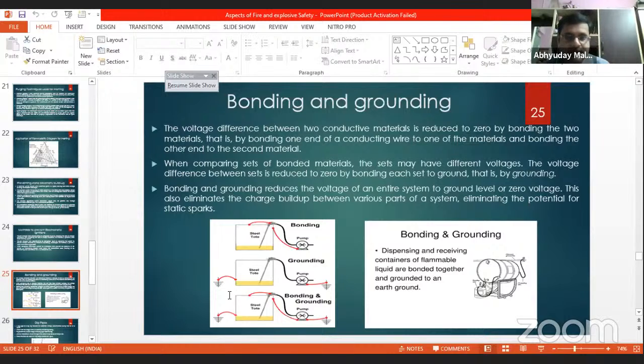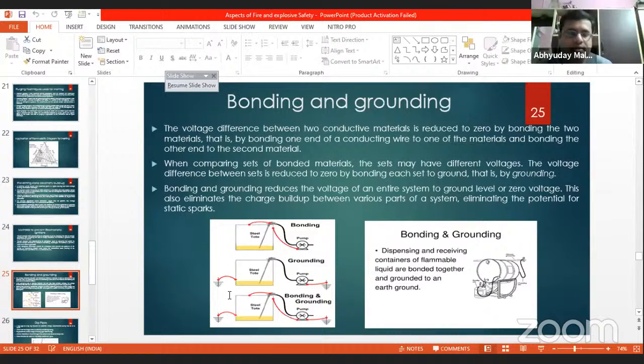For example, you can see in this figure, left-hand side figure, there is a vessel which has an agitator inside, and there is a pump which is pumping something inside the vessel. Now this vessel is made of metal and this pump is also made of a metal.